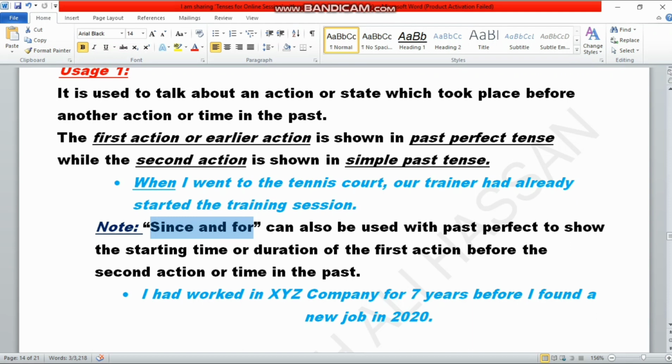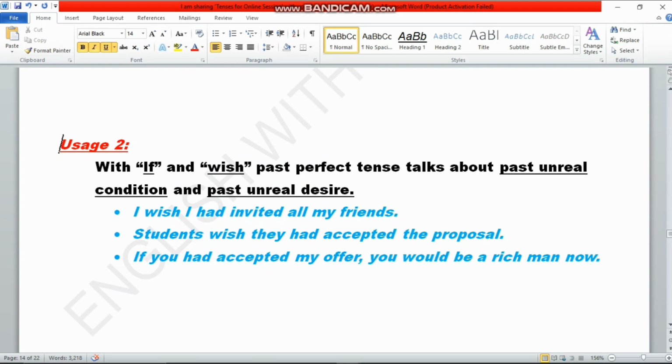In this example, we've got two activities. One is working, and the second one is finding a new job in the past. Both the activities took place in the past, but there was one activity which took place in 2020, and there was another activity which had taken place before 2020, and the duration of that activity was 7 years. So for an activity which started in the past before the second activity, we use in this case past perfect tense to show the first action, and we use simple past tense to show the second action.